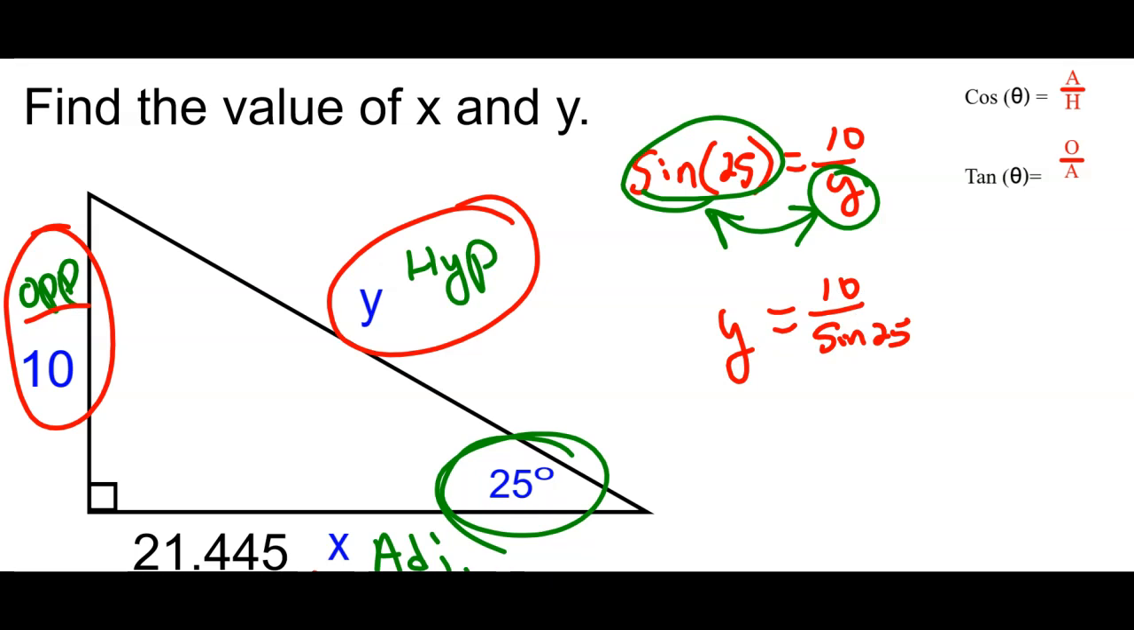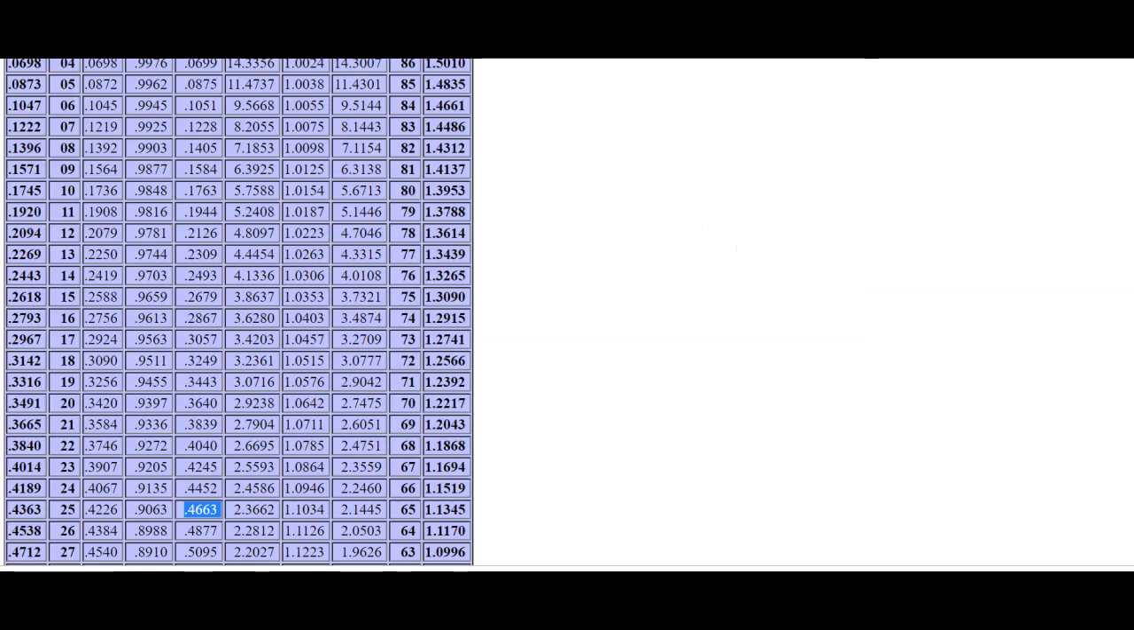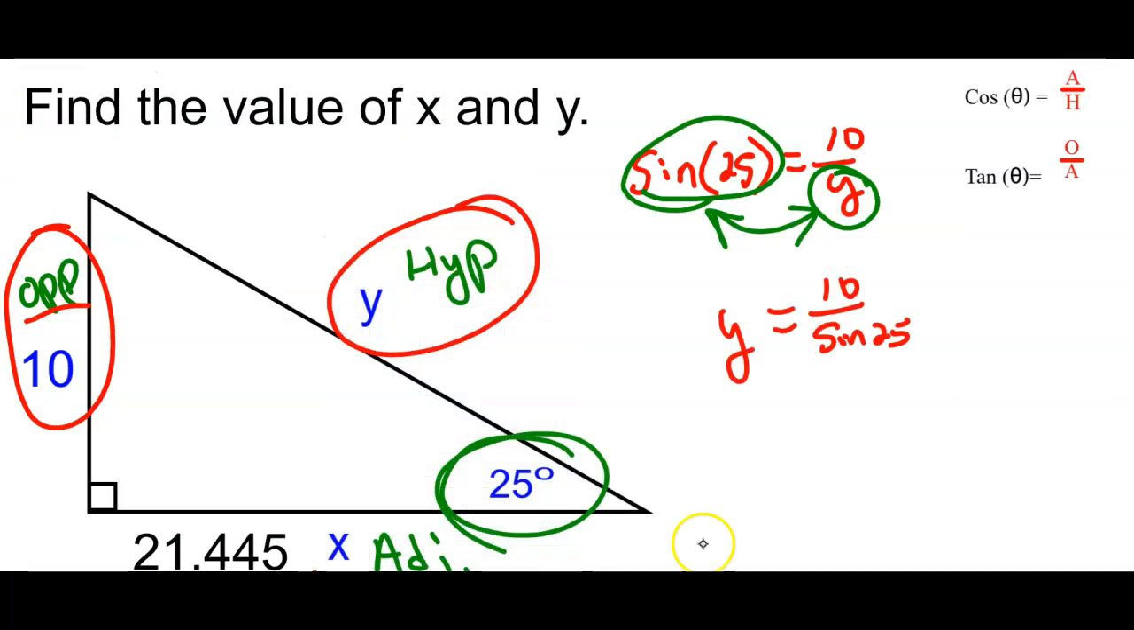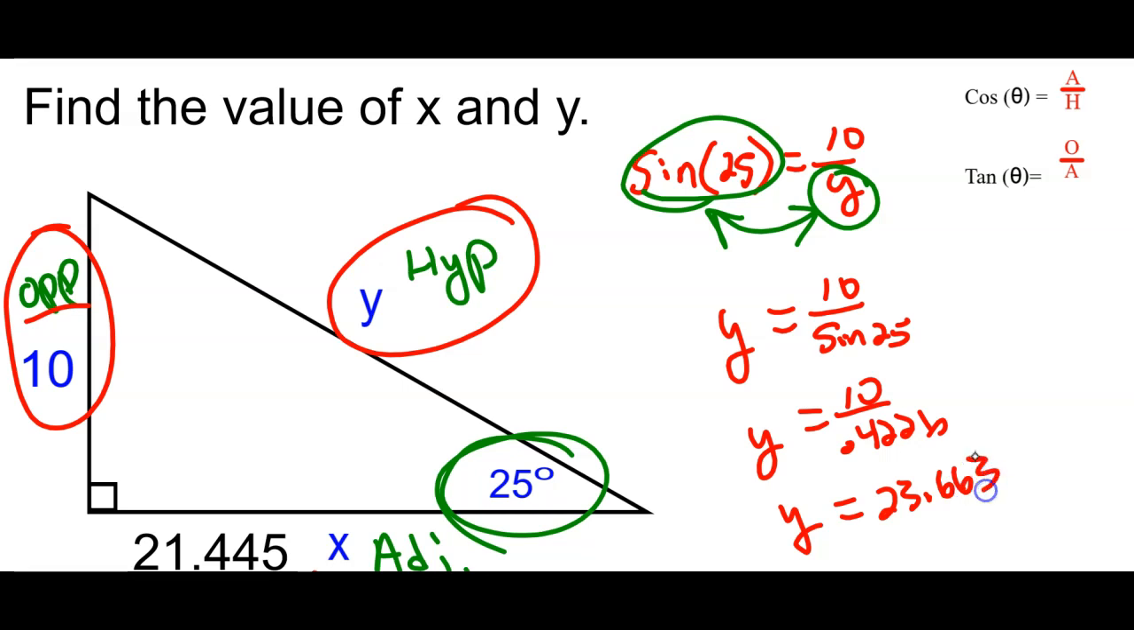If we're using charts here, let's pull up the chart again. We got 25 degrees, and the sine is this column right here, 0.4226. So using the charts, we're going to get y equals 10 divided by 0.4226. And so y equals 23.663. So 10 divided by sine of 25, we could also use the calculator.